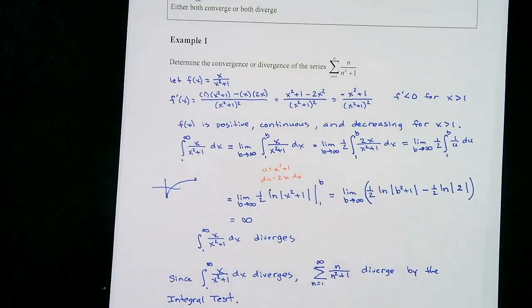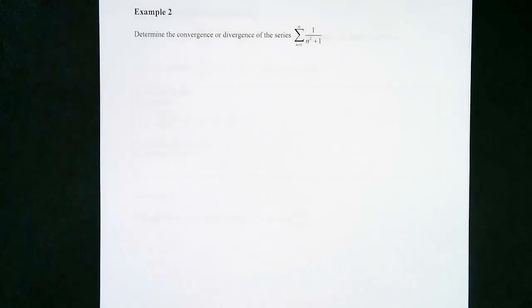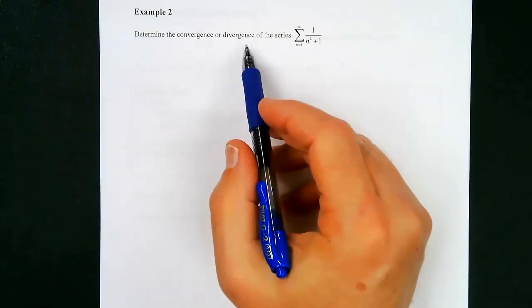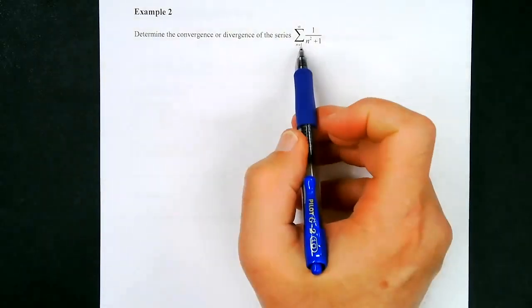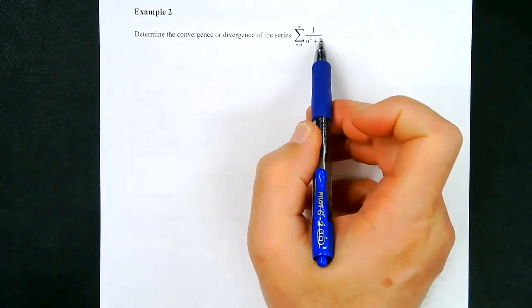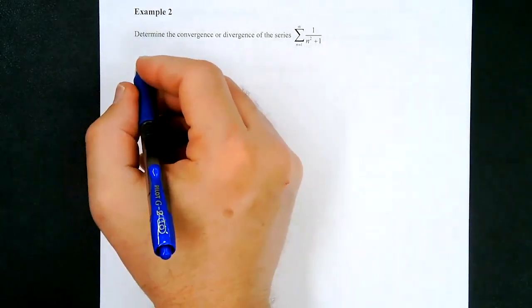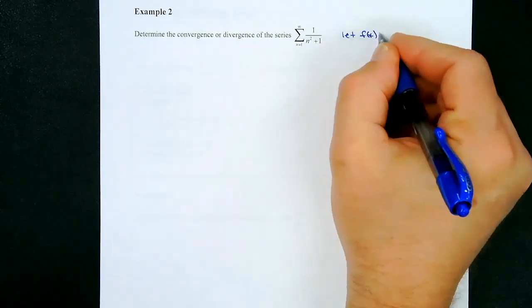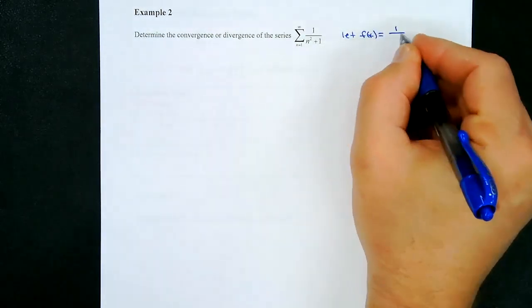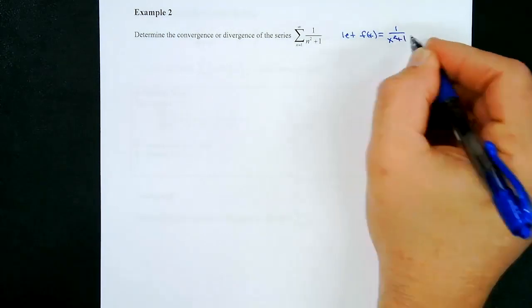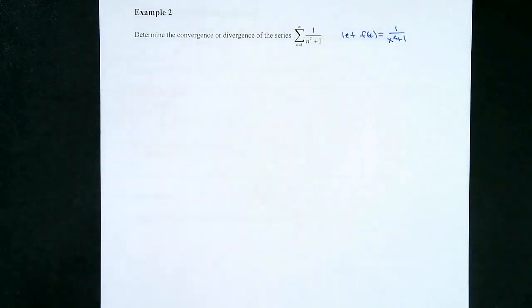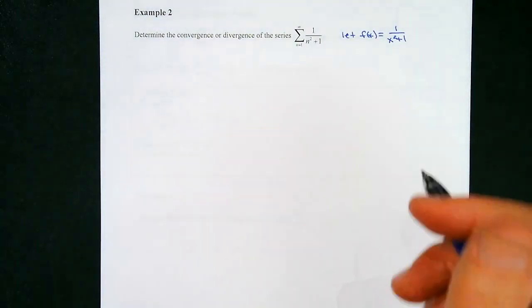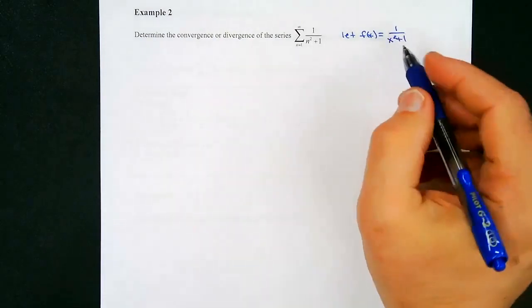All right. Let's do another problem of these. For this next problem, let's determine the convergence or divergence of the series sigma n equals 1 to infinity of 1 over n squared plus 1. So we're going to let f of x equal 1 over x squared plus 1. We want to show that it's positive, it's continuous, and it's decreasing. We have to show that. Well, you have to consider it.